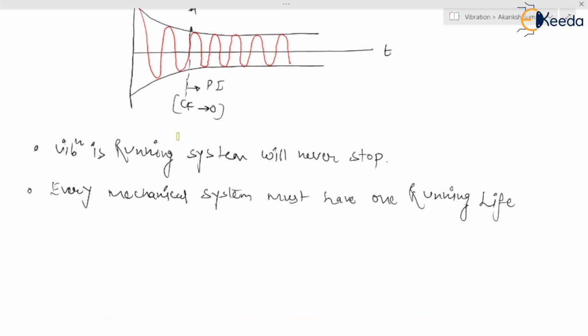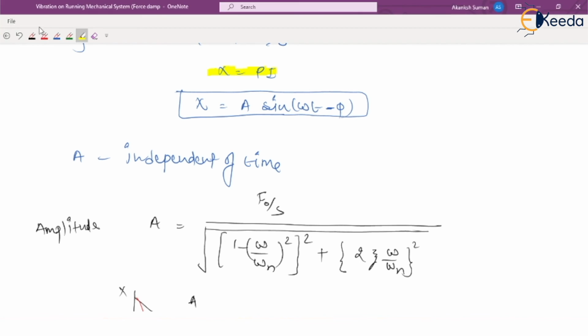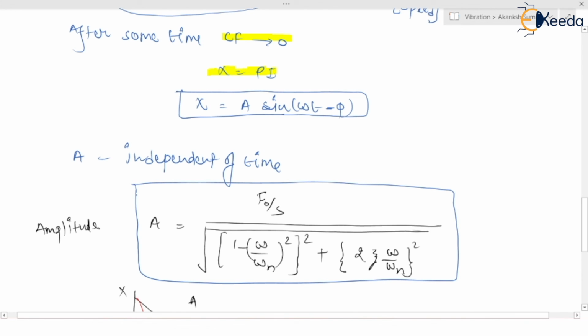Generally, from this topic, force damped system, there will be numerical questions. Generally, they ask you to find out the amplitude. They will give you some data in order to calculate. So this is the formula that is very very important. Remember this. This formula is very important from the numerical point of view. You just have to learn this formula.